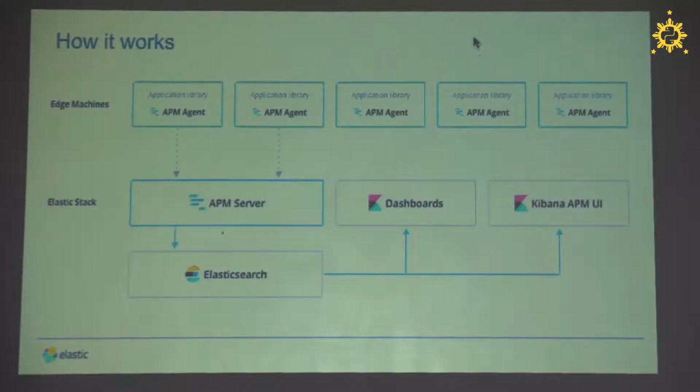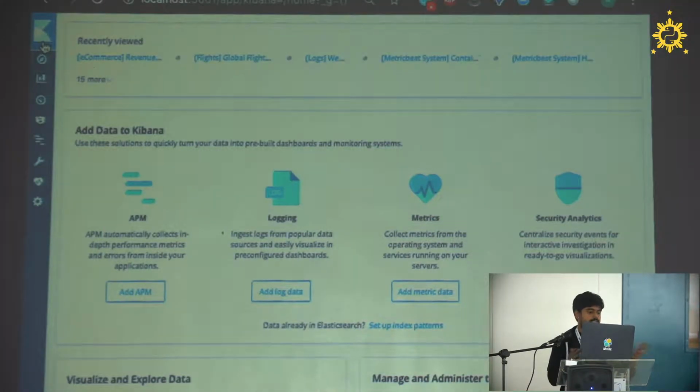So if you see here, I spoke about agents, I spoke about the server, I spoke about Elasticsearch and Kibana and a lot of stuff, right? But how does this really get into production? How do you package this entire thing? It's as simple as this. You go to a Kibana instance. This is called Kibana, a UI layer on top of Elasticsearch.